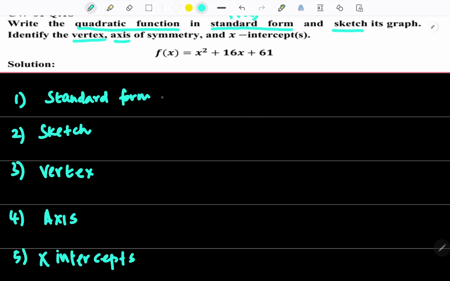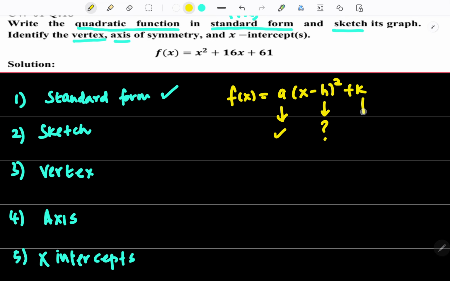So first I need to find the standard form. Standard form is f of x equals a times (x minus h) the whole square plus k. A is given in the question. H you need to find, k you need to find. Remember? Sketch we will be doing in the last one. Keep that in your mind.